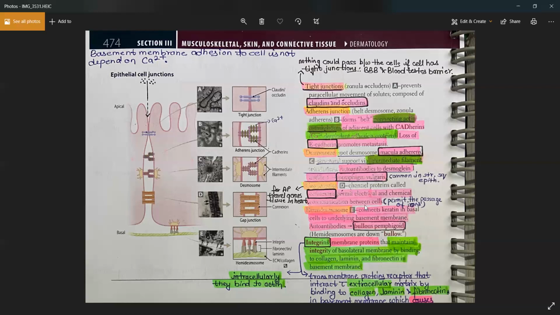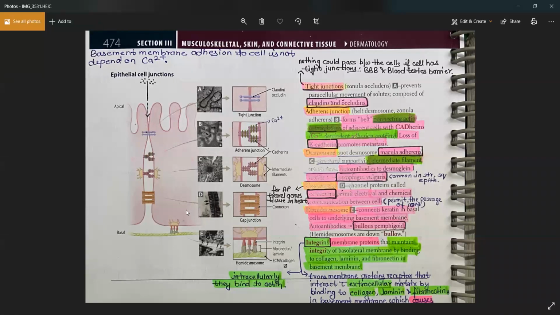Then you have the hemidesmosomes, which are kind of like desmosomes, but they attach the epithelial surface with the basement membrane, or the basal lamina, I must say. They will connect the basement membrane or the basal lamina of the tissue with the epithelial cells, right? For example, in case of skin, it connects the keratin in the basal cells to the underlying basement membrane. You have the stratum basalis, and this stratum basalis will be connected to the basement membrane with the help of these hemidesmosomes.